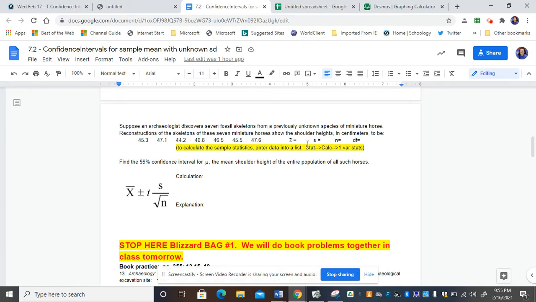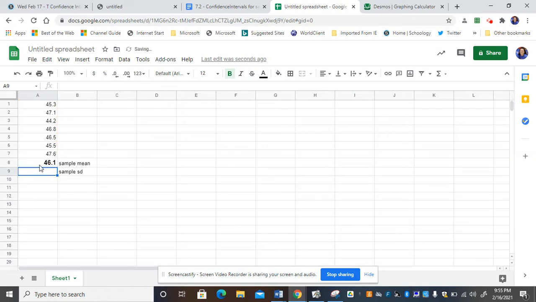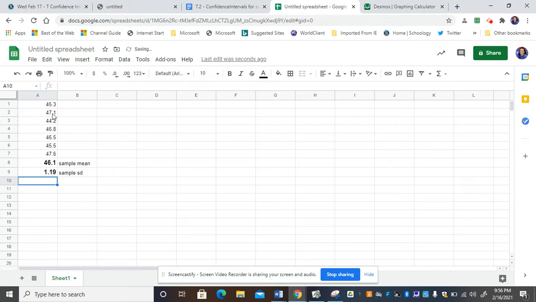So in order to get the sample mean of these 7 horses and the standard deviation of these 7 horses, you can do this in a spreadsheet. So I've entered the 7 horses right here. And to find the mean, you put the equal sign and then average from cell 1 to cell 7, and we get 46.1. And for standard deviation, it's equal sign, and then standard deviation of a sample. And again, we want to do A1 to A7. So these 7 horses, their average difference between their shoulder heights is about, I'm going to call that 1.2 centimeters.